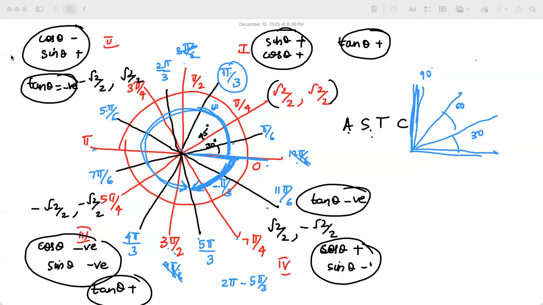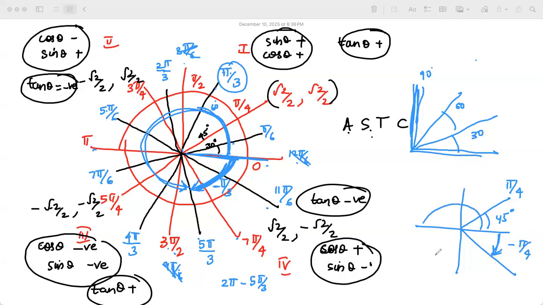Before I move on, these are the things which we don't know, so I'll take my time to go over that for sure. This one is, let's say, 45 degrees, right? I can call it pi by 4. What is this one then? This will be minus pi by 4. Or if you go this round way, what is that? 7 pi by 4. Make sense?